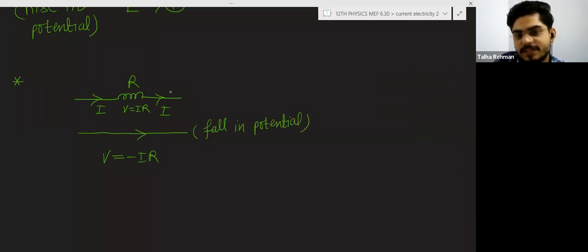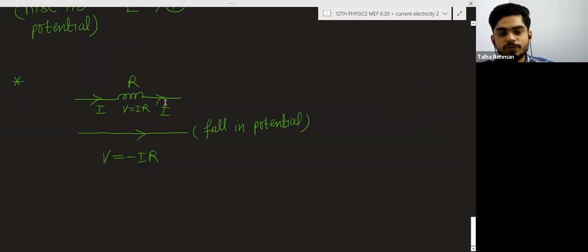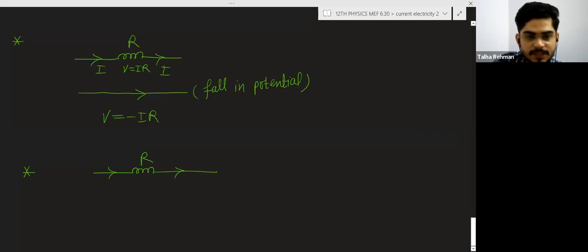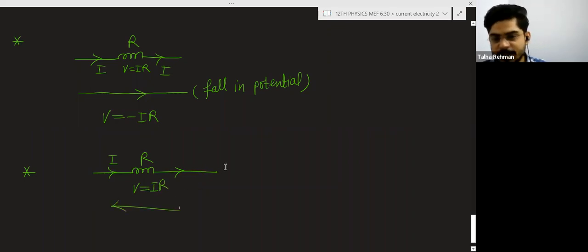You can check this with the help of the direction of current, because the direction of current is the direction of decreasing potential. So if you have a resistance like this and the current I is flowing in this direction, and here is the potential difference IR, and you are moving in this direction.